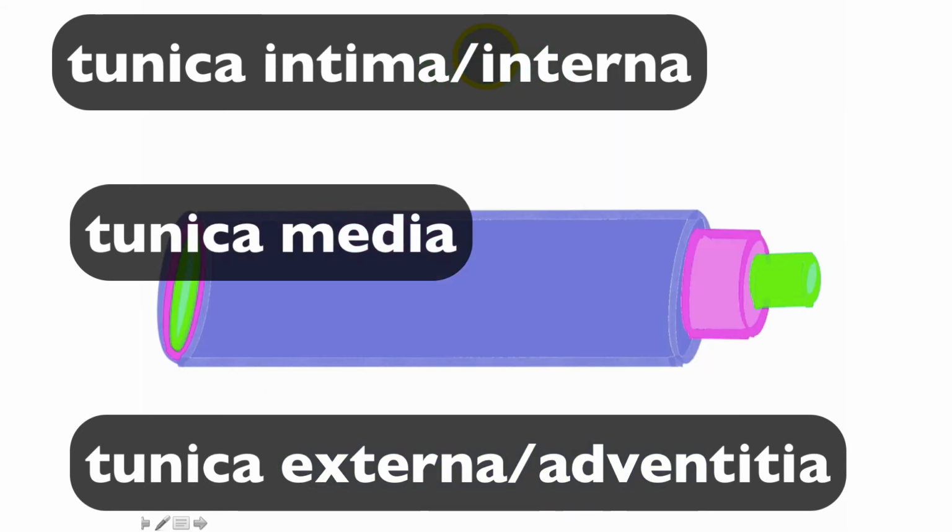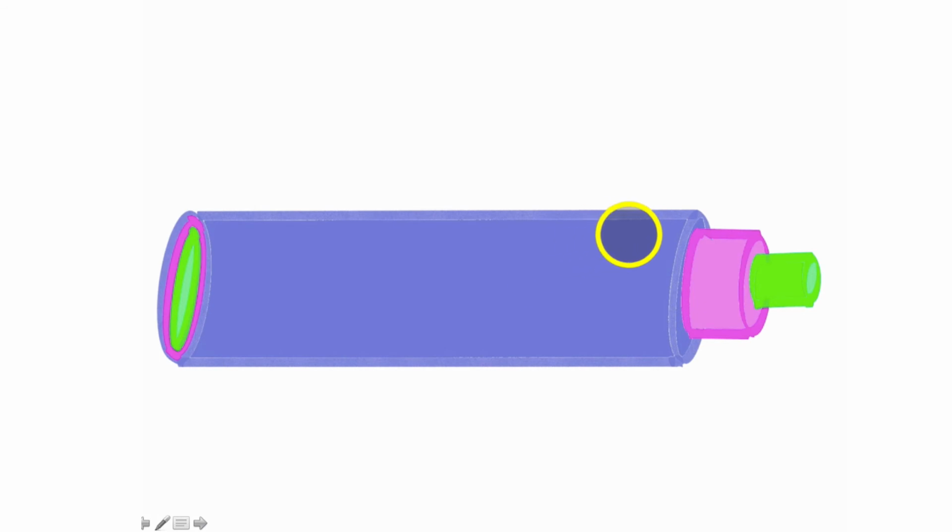If we look at this image right here, this is showing the same thing. Outermost layer here is the tunica externa or adventitia. The middle layer is the tunica media, and the innermost layer is the tunica interna or intima.